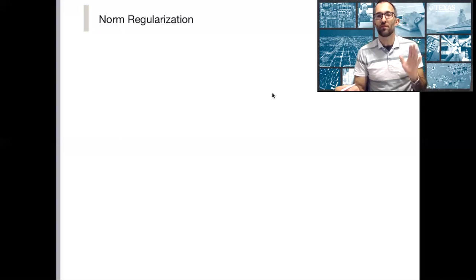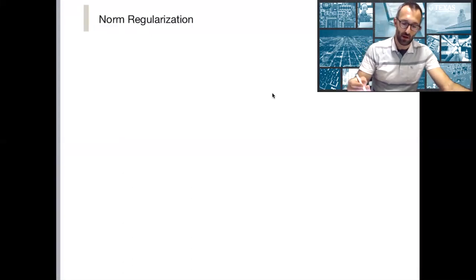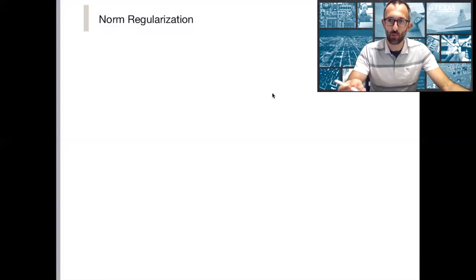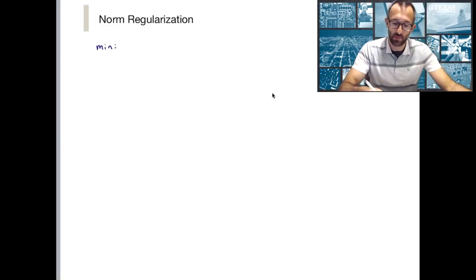Let's run through a few examples where proxgrad in the dual is useful. So first example is norm regularization. We've seen this problem in a number of contexts. The primal problem is to minimize f of x regularized by some norm.